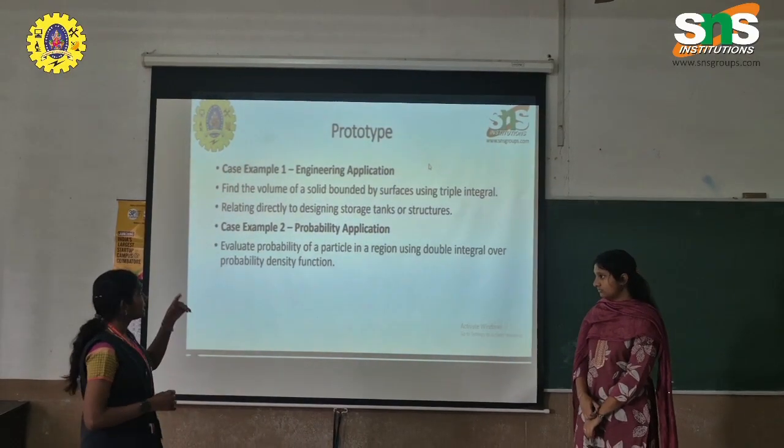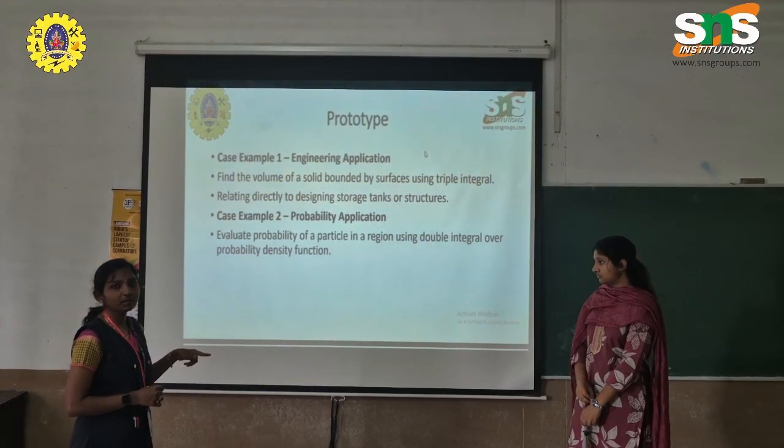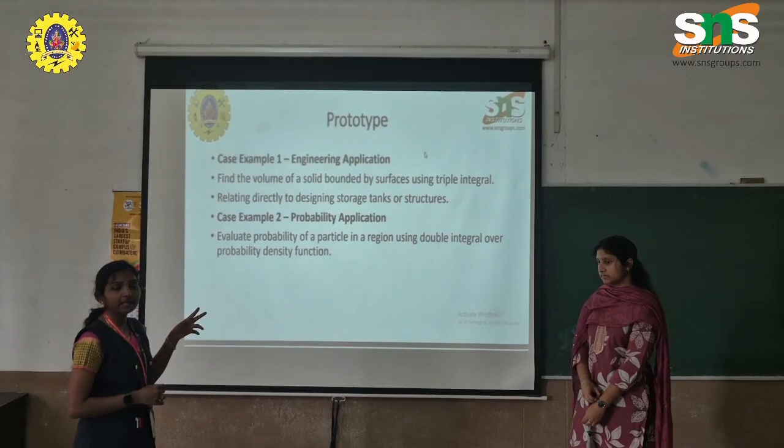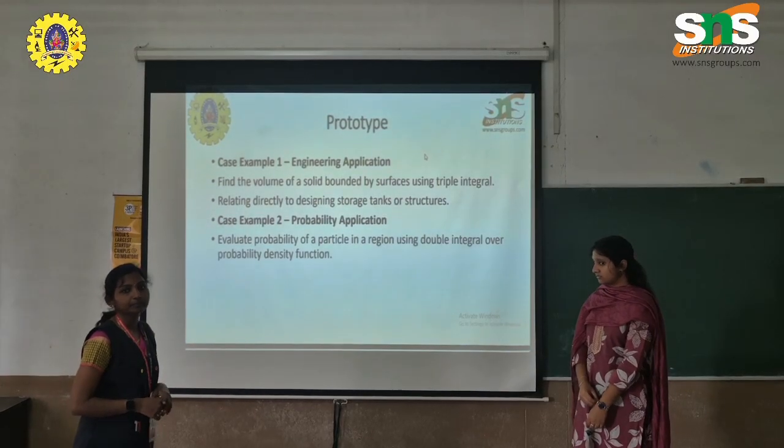So the first example will be considered as an engineering application. The second thing will be considered as a probability application. In the first thing, you will be finding the volume of a paraboloid, and in the second thing, you will be finding the probability of a particle.